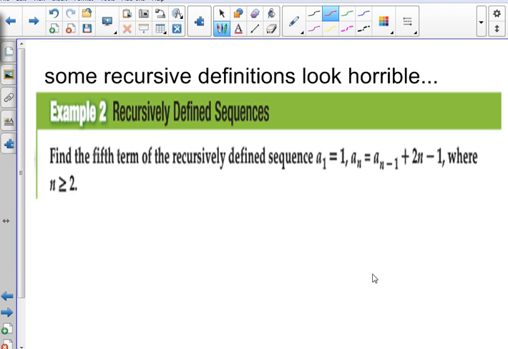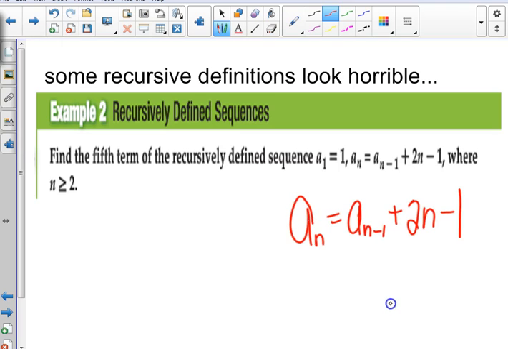Here's a disgusting definition. It says a sub n is a sub n minus 1 plus 2 times n minus 1. Well, I'm with you. I'm not going to go out to the 5th, but can we just find a couple of them? How would you find the first one? Well, it told you the first one is 1. Okay, how do you find the next one?